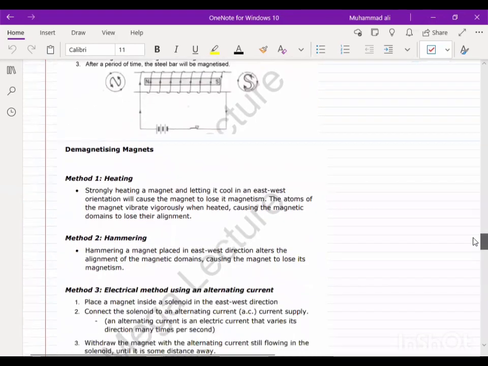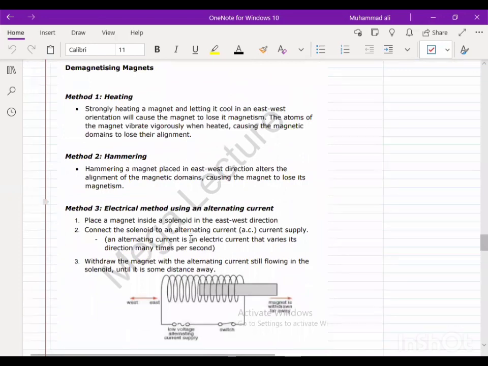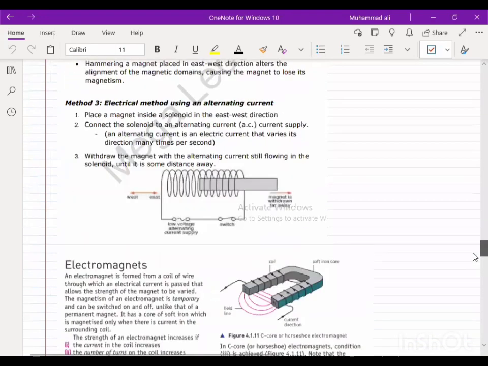For demagnetization, we know that we have three methods. Instead of the electrical method in which we use a DC supply, I can use an AC supply. Because the direction of AC changes many times per second, the material eventually becomes demagnetized. And then I can heat it or hammer it. The idea behind heating and hammering is that when you do it vigorously, the magnetic domains lose their alignment. So this is the basic idea.